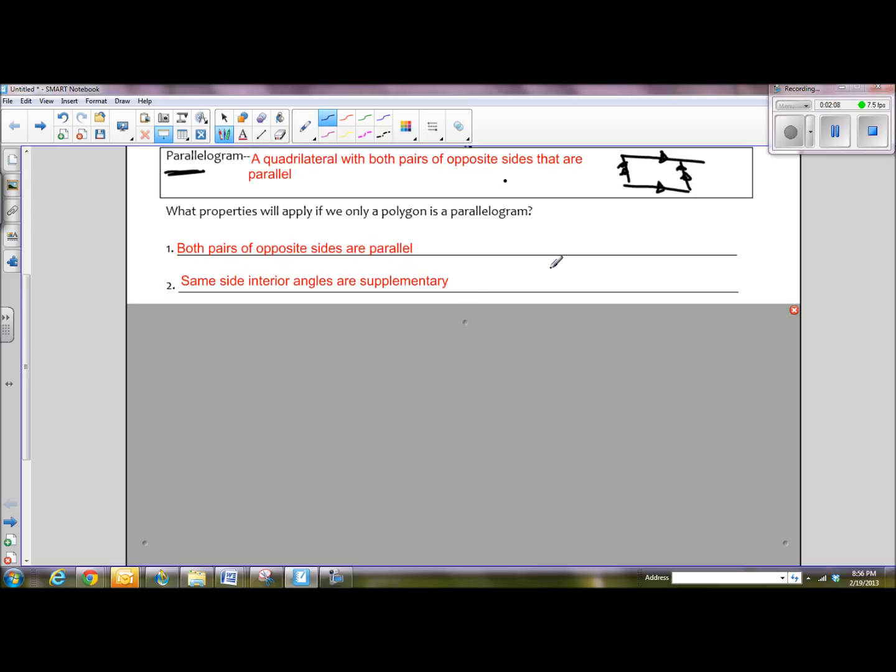The next property is that the same side interior angles are supplementary. So let's say that this is my parallelogram. We know that the opposite sides are parallel, and from that you end up having consecutive interior angles or same side interior angles, which we learned a long time ago have a sum of 180 degrees. So these two angles would also have a sum of 180 degrees, and these two right here and these two right here would have a sum of 180 degrees.